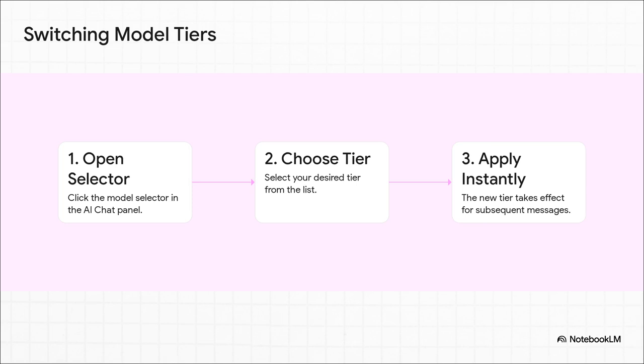It's literally 3 steps right inside the AI chat panel. You just open the selector, pick the tier you want, and boom, it applies instantly. You can even change it in the middle of a conversation if your task suddenly goes from simple to complex, or the other way around.